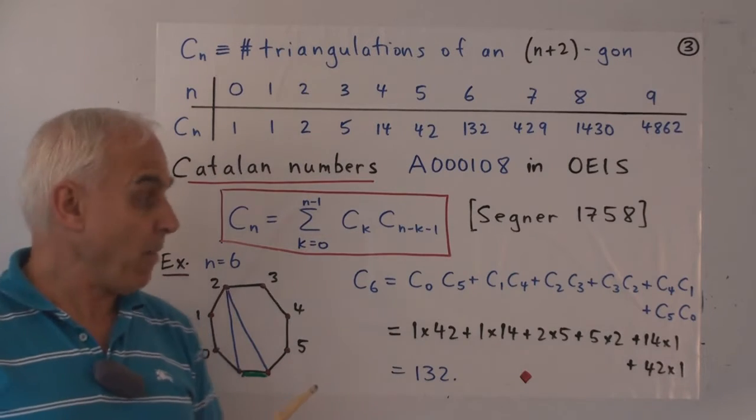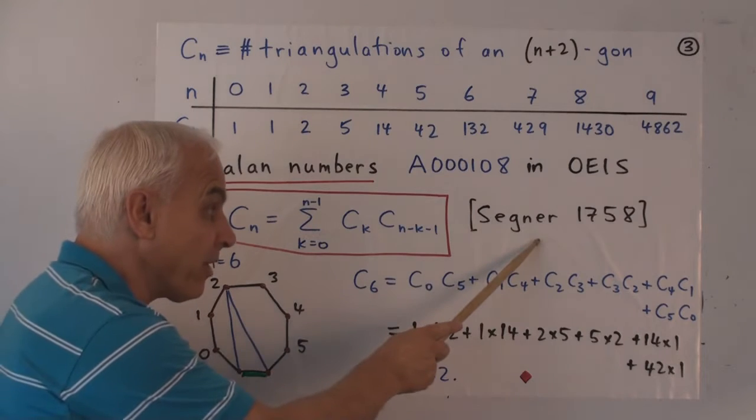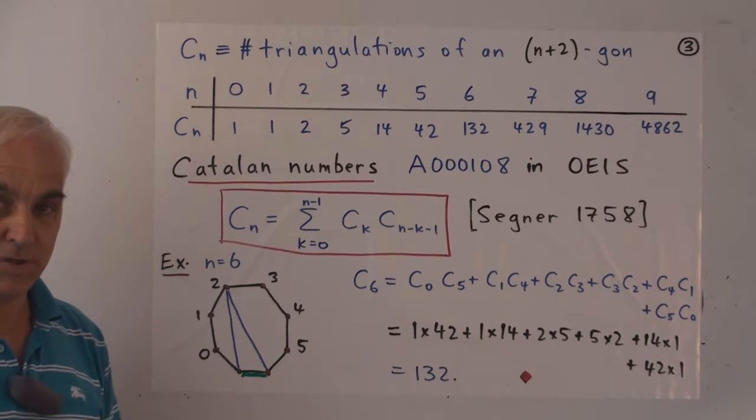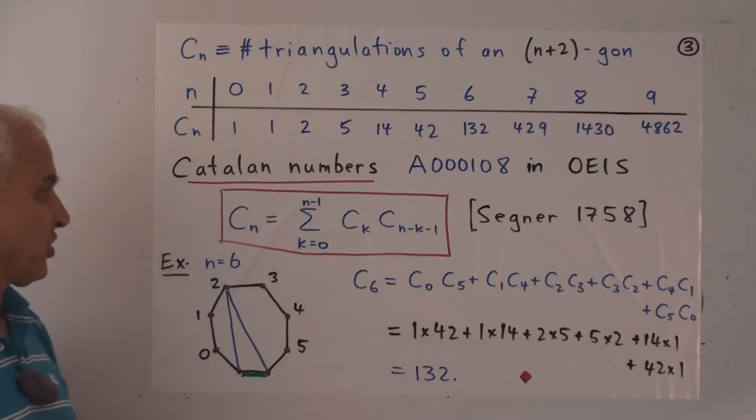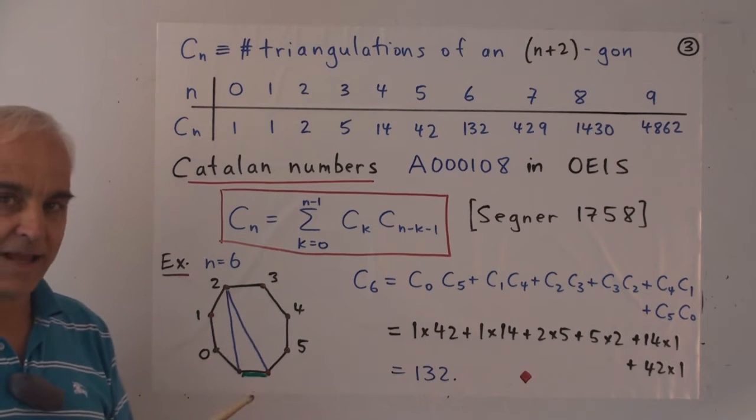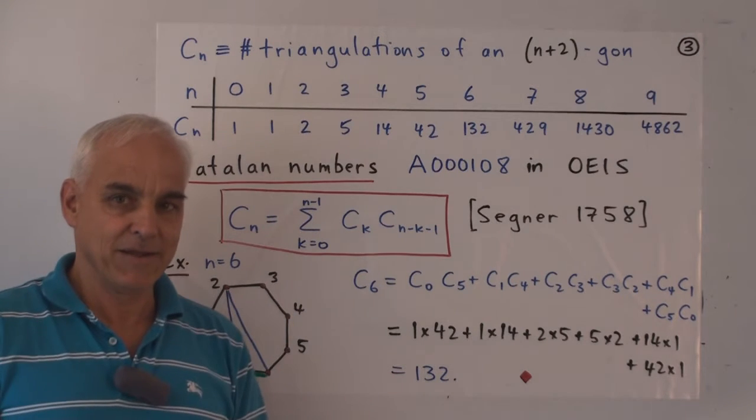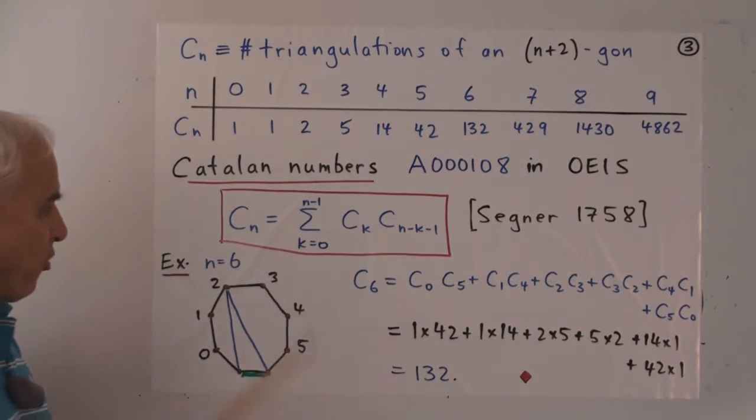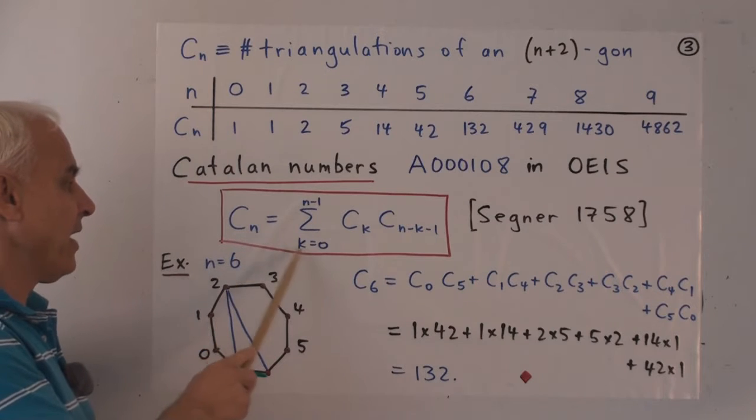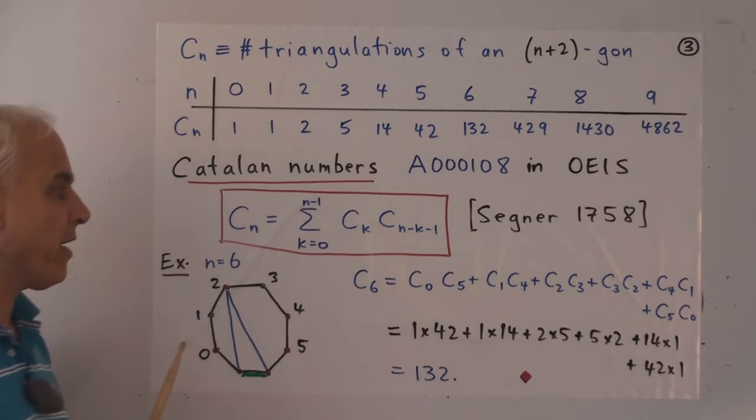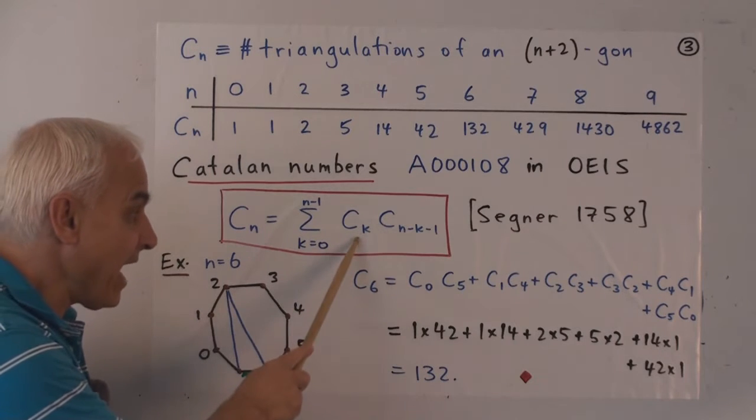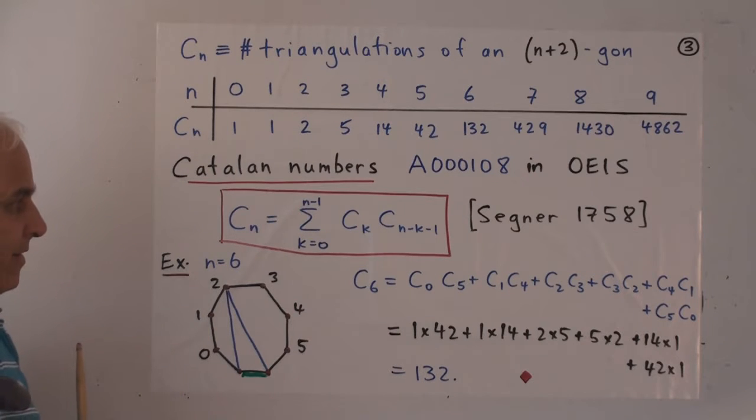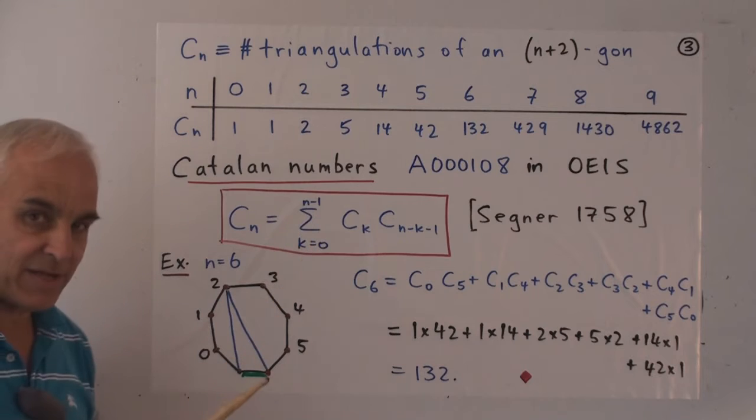So after Euler posed the problem, a fellow called Segner discovered the following very pleasant recursive way of computing these things. So this is a more efficient way of calculating higher Catalan numbers instead of drawing big polygons and trying to count all the number of triangulations. The formula is that the nth Catalan number is a sum from k equals 0 to n minus 1 of a product of Ck times C(n minus k minus 1). So it expresses Cn in terms of the previous Catalan numbers.